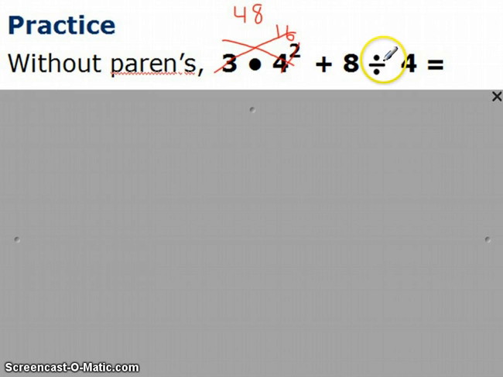Now I've got addition and I've got division. Division comes before. So I've got 8 divided by 4, which is 2. Now that's gone. And I'm left with 48 plus 2, or in other words, 50.